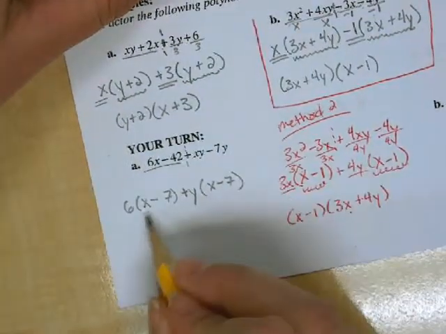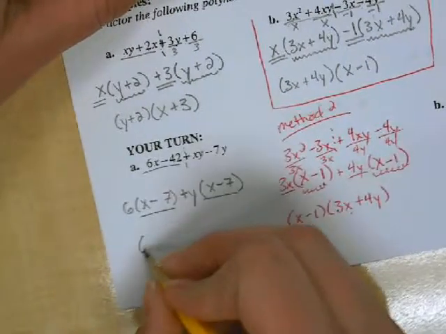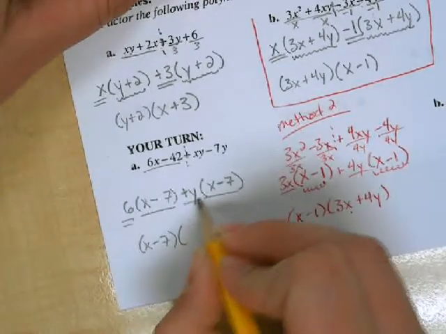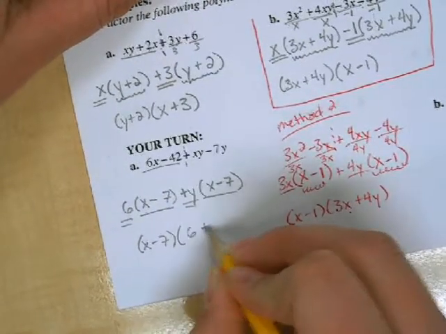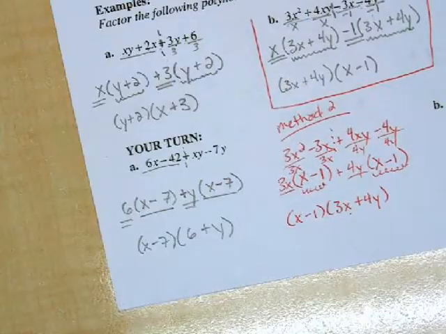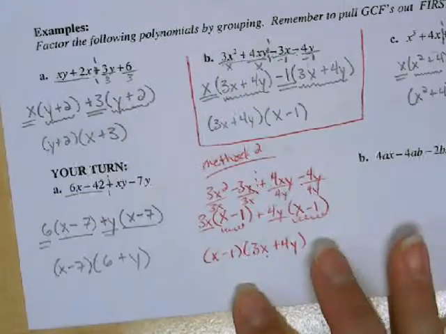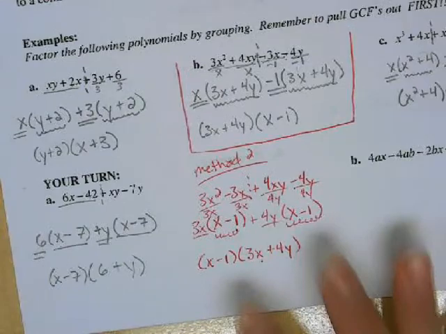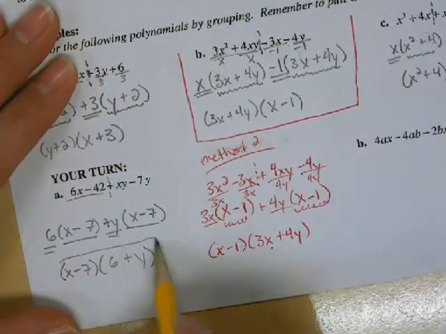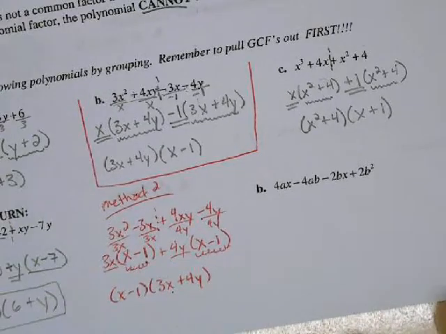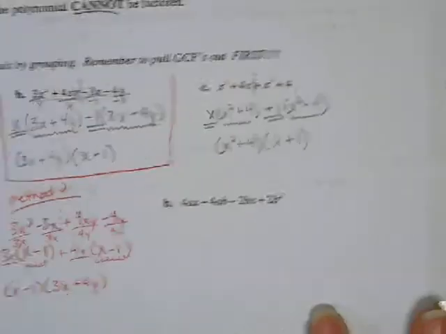Here I've got my x minus 7 in both, so it comes out front, and I'm left with 6 plus y. Okay, 6 plus y. So that's what that one would look like, and that's just your answer, by the way. There's not a whole lot more to it than that. Next unit you'll get to see how to solve them. From now, we're just looking at the factoring.